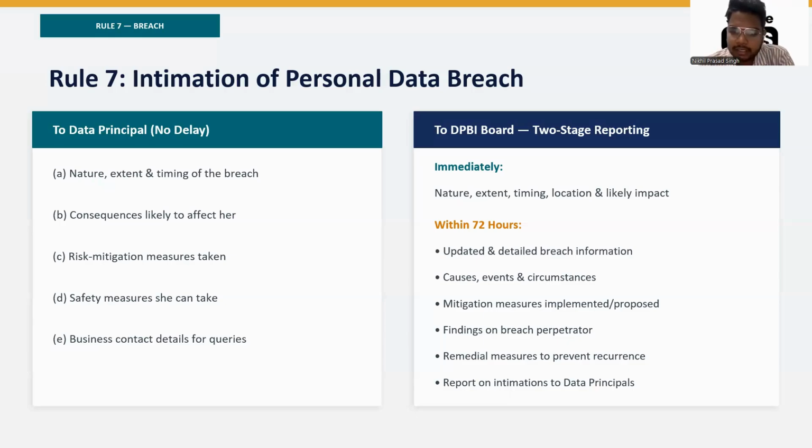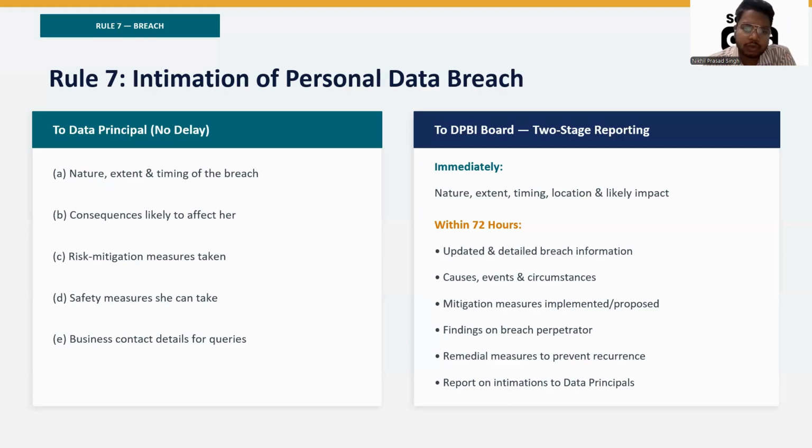And in that immediate notification, you'll have to notify preliminary things. What is the nature, extent and timing of the breach? What are the consequences likely to affect the data principal? What risk mitigation strategies are you taking? What safety measures are you taking? And you'll have to share a DPO phone number or email, or any concerned person whom the data principal can reach out to. So this is the first notification.